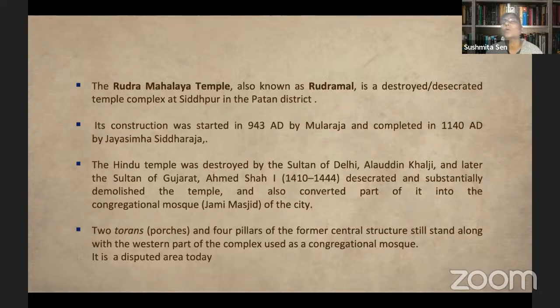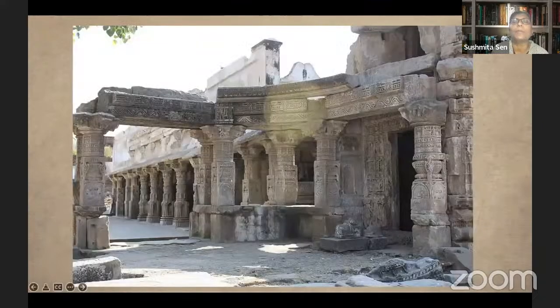It is now a kind of disputed area between the ASI and the local people. You can see the temple here. They were building a mosque out here. You can see the white part of it. Then it was stopped because the court has taken it up, and so nobody is allowed inside.